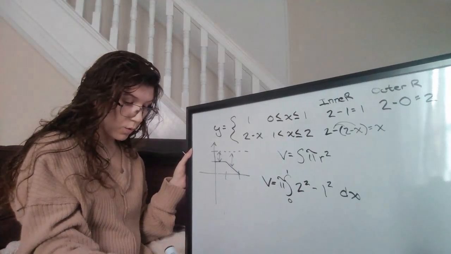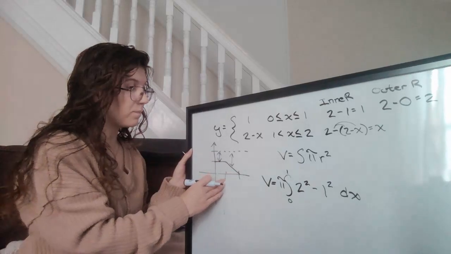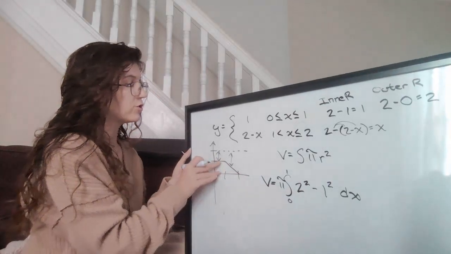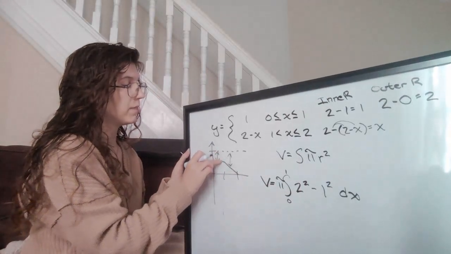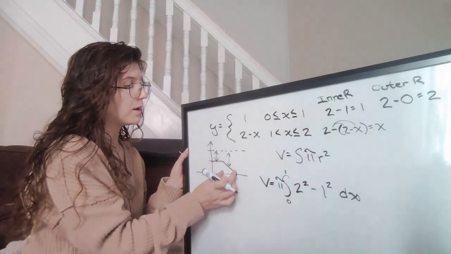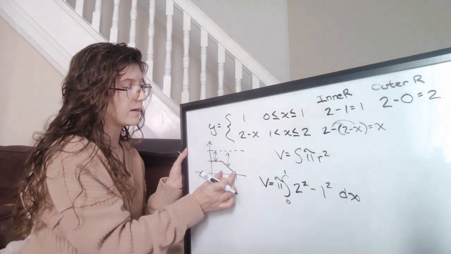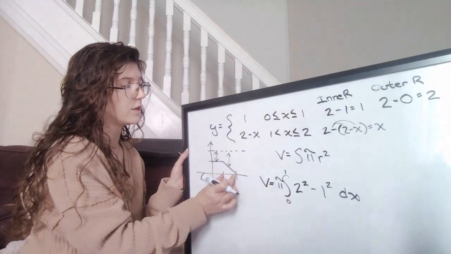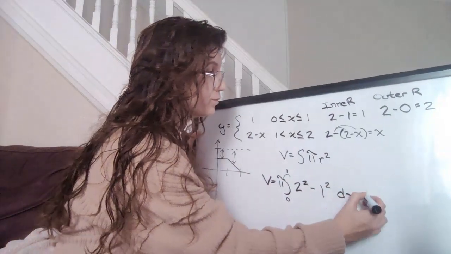So we set up this subtraction to get rid of this empty area basically, but I need to now add a second area because I just did from 0 to 1, so now I need to do from 1 to 2.